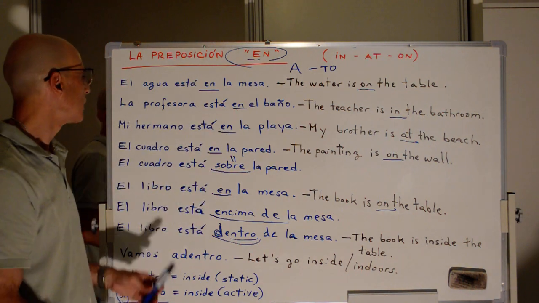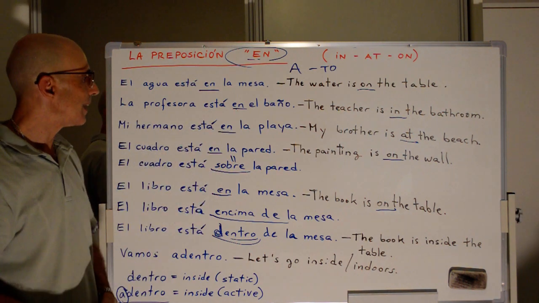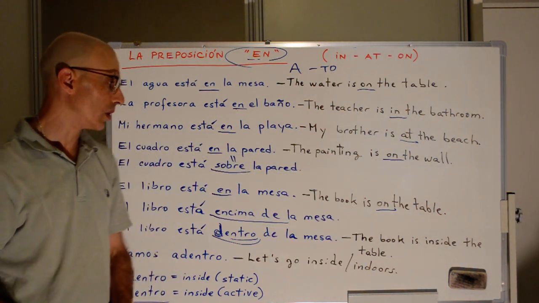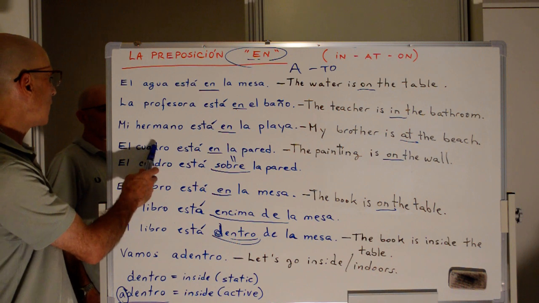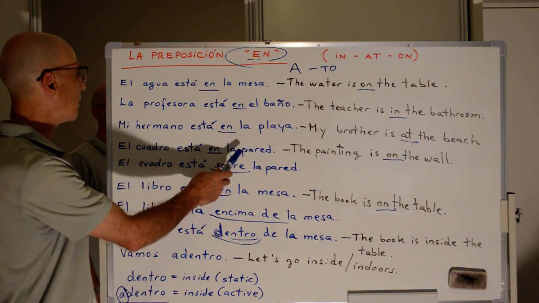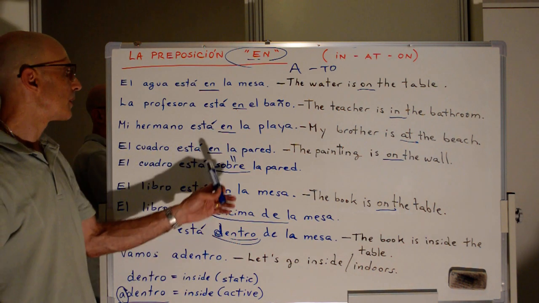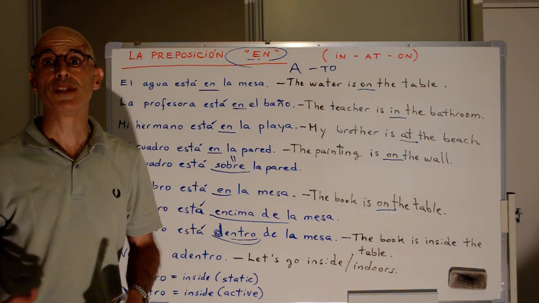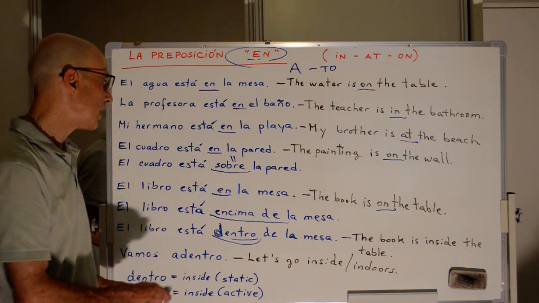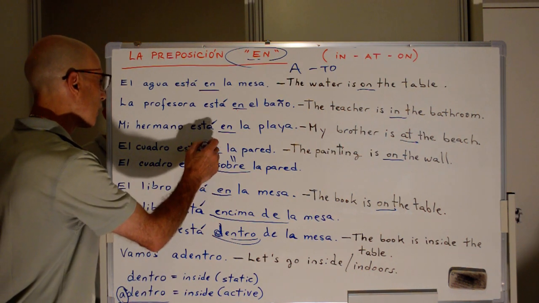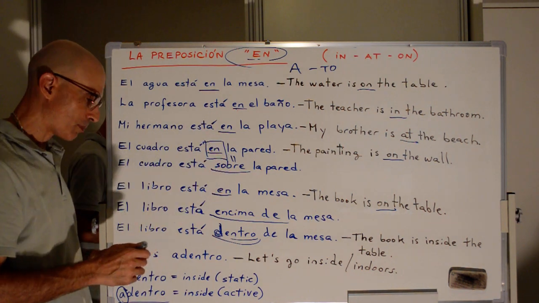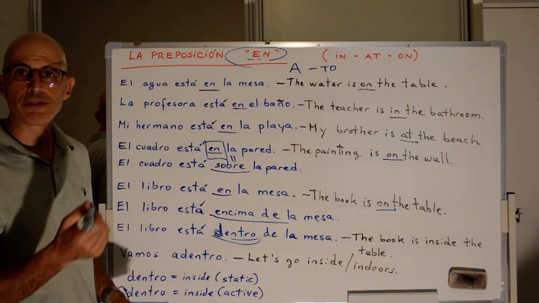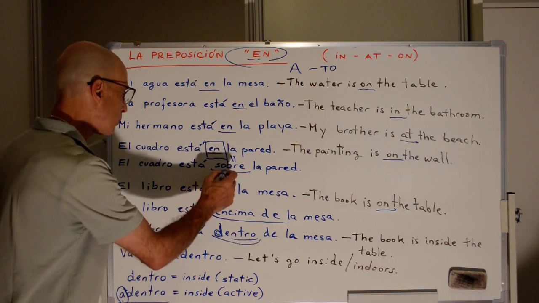Alright? El cuadro está en la pared. For the painting is on the wall. The painting, el cuadro, está en la pared. Okay? So again, in English it would be very awkward to say that the painting is in the wall. You say on the wall. In Spanish we use this comodín preposition.